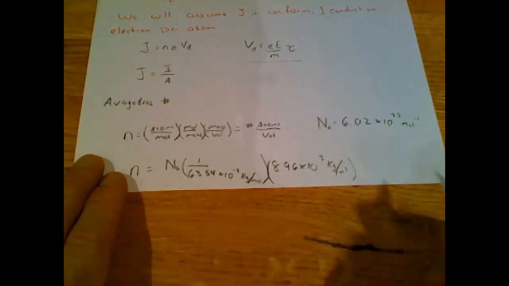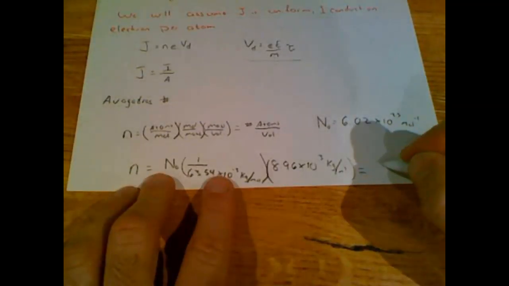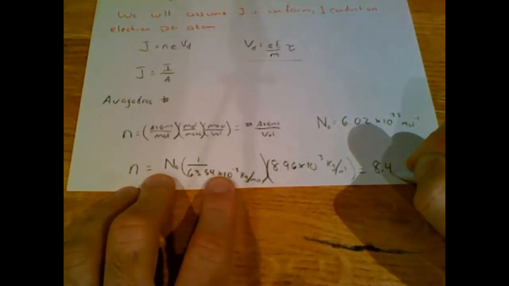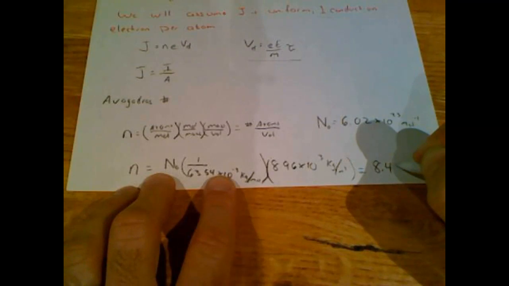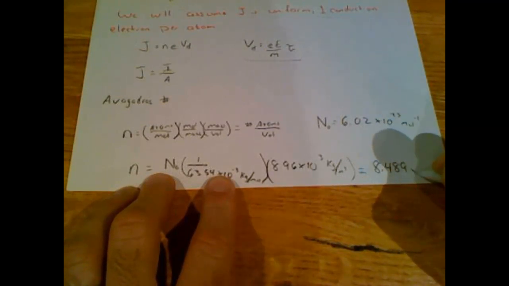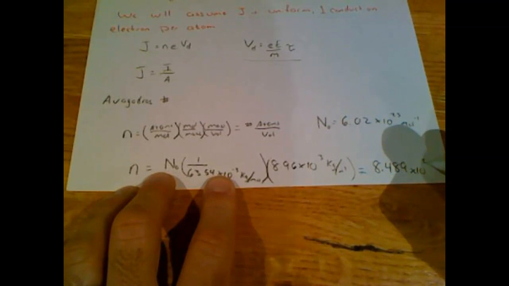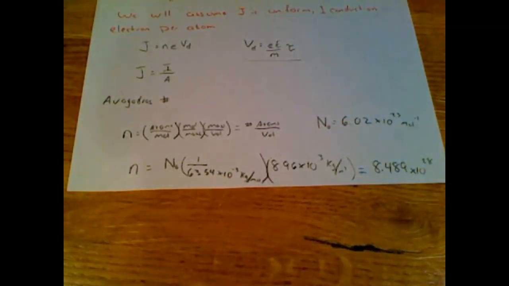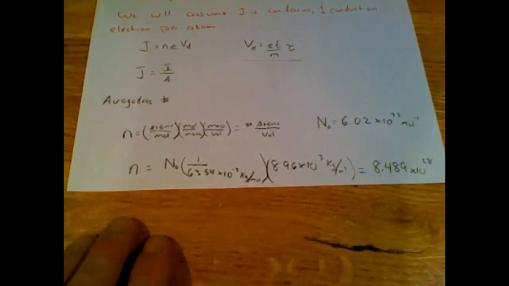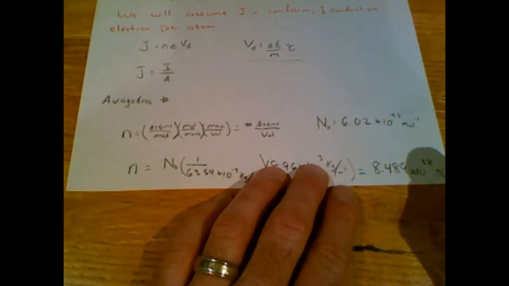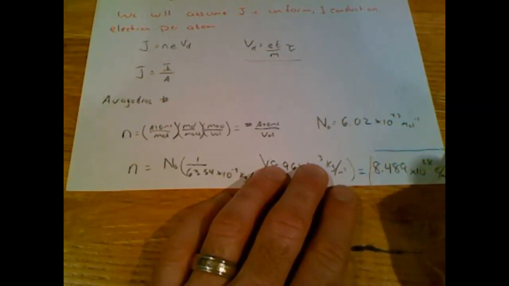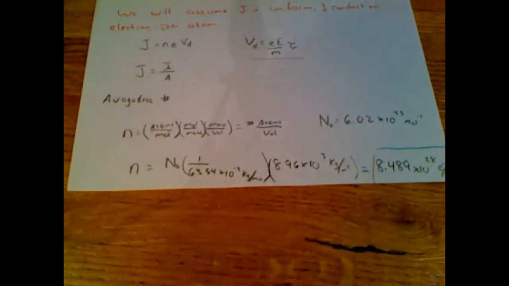And if I do all of that right, we should get 8.489. I'm going to take an extra decimal. 8.489 times 10 to the 28th. And that is going to be our number of electrons per meter cubed. So that is going to be electrons per meter cubed. Now, what am I going to do with that exactly? What are we doing with that exactly?